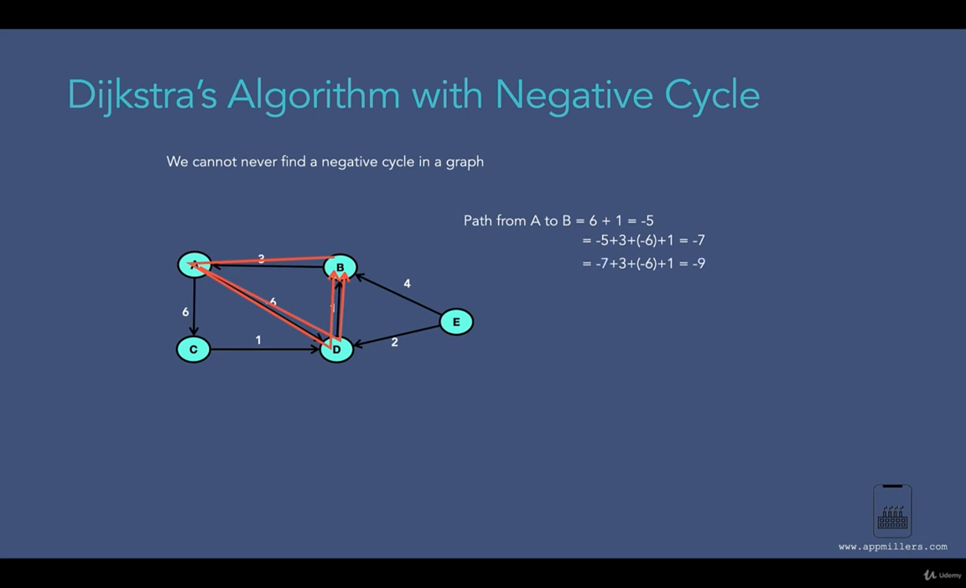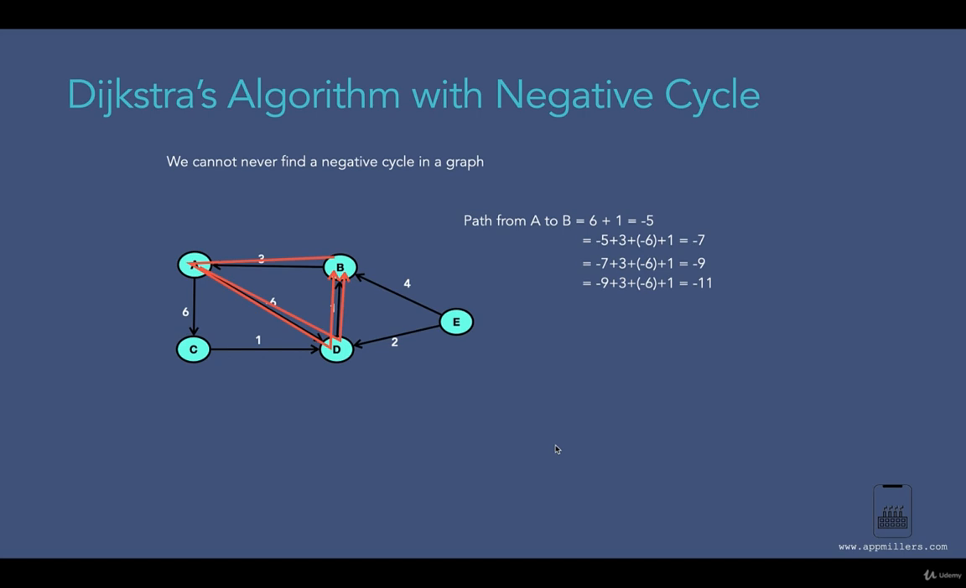If we do one more cycle over here, we are going to get -9. If we do one more cycle, we are going to get -11. As you can see, the more cycles we take, every time the distance keeps decreasing. So basically there is no answer in that case. In each cycle, the path becomes less, and this will continue until infinity. This means that we will never find an answer. This is the reason why Dijkstra's algorithm cannot find a solution when there is a negative cycle.